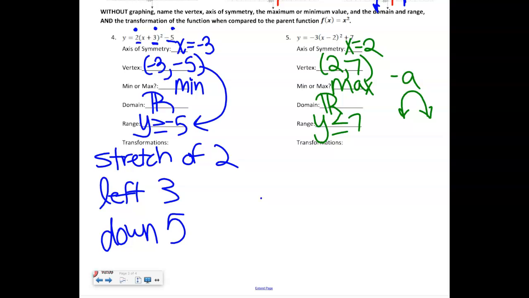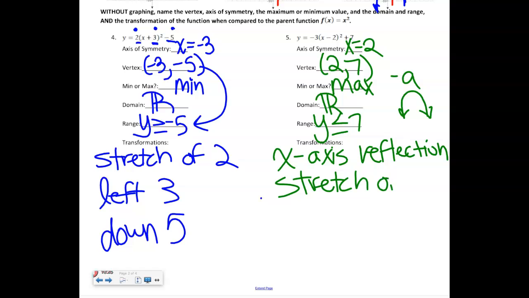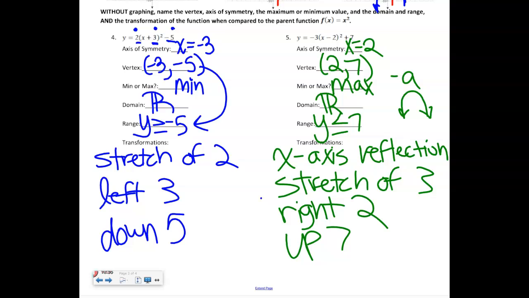All right, so because it's upside down and there's a negative in front, that means I have an x-axis reflection. The 3 means we have a stretch of 3. The -2 means we're going right 2 and then up 7. All right, so that's our 2 different ways of graphing in vertex form without graphs. Okay, we're gonna do one more problem and then the rest will be left for our video tomorrow.